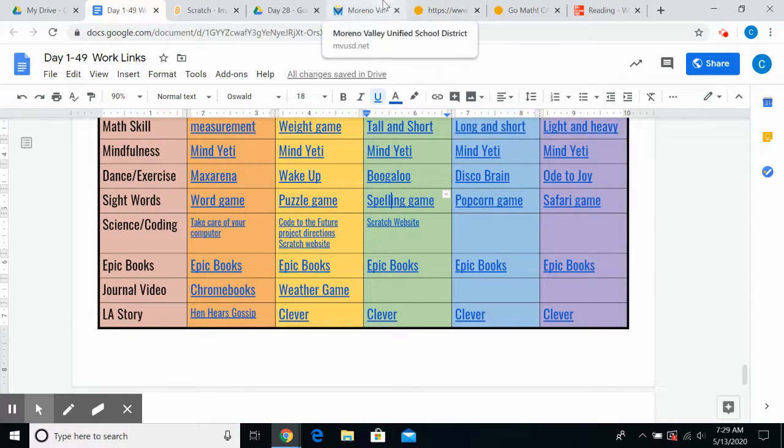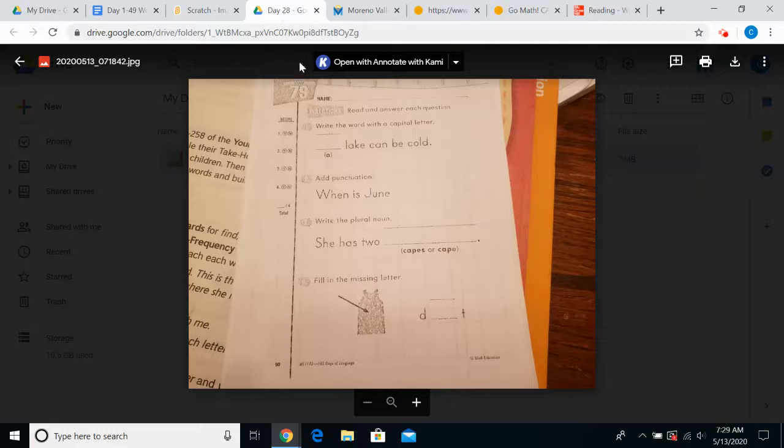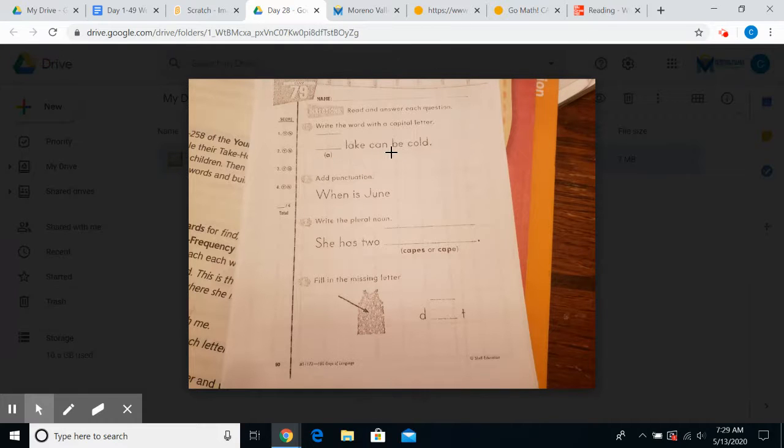Let's take a look at our work for the day. So of course, we're going to start with our warm-up. Our warm-up is number 79. And what you're going to be doing, it says write the word with a capital letter. A, lake can be cold. So put your A with a capital. Add punctuation. When is June? We need either a question mark, a period, or an exclamation mark.